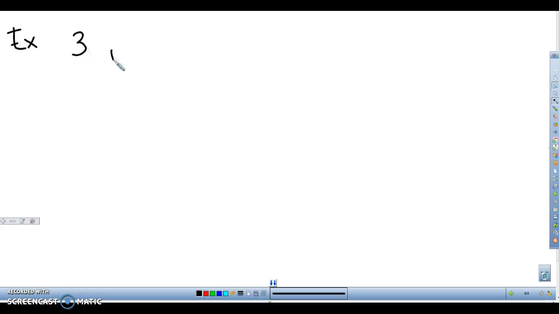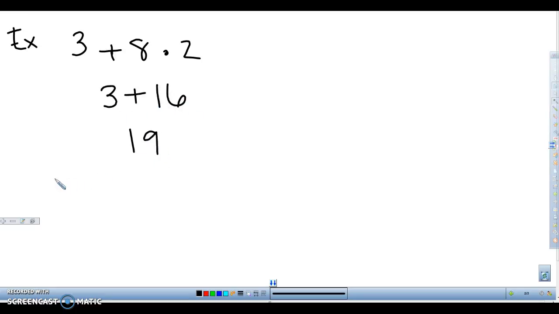So 3 plus 8 times 2. PEMDAS tells me I do multiplication and division before addition and subtraction, so I'm going to do 8 times 2 first. That's 3 plus 16. 3 plus 16 is 19. Okay.